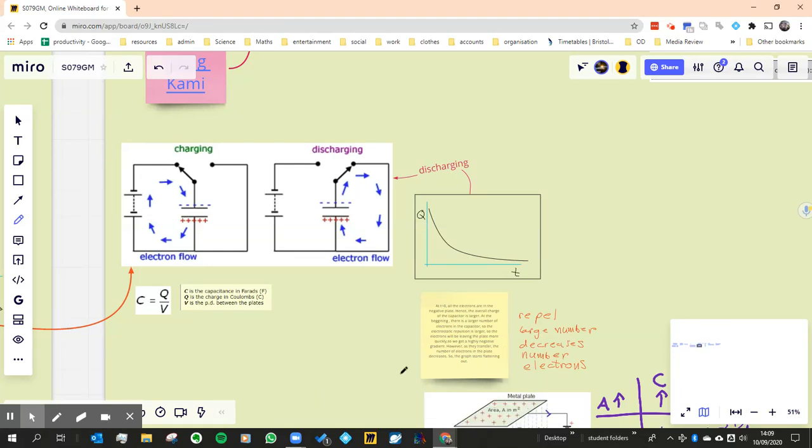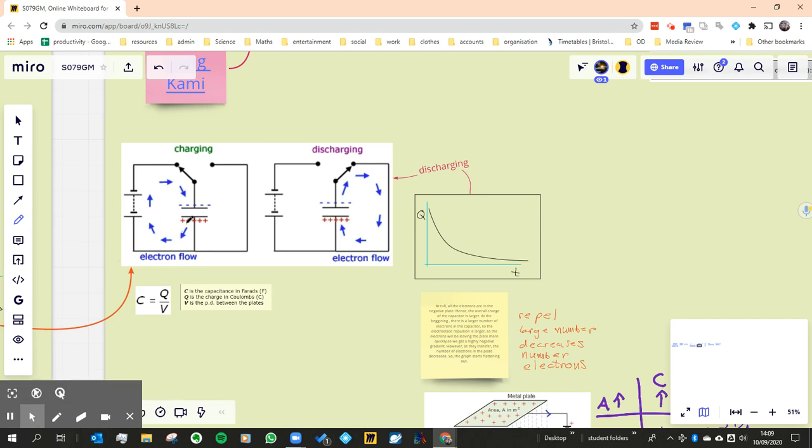So basically, capacitance, it's a capacitor. It's designed to store charge. So as you switch on the voltage, then the electrons would be pulled towards the positive terminal of the battery, which means it would leave that plate of the capacitor.